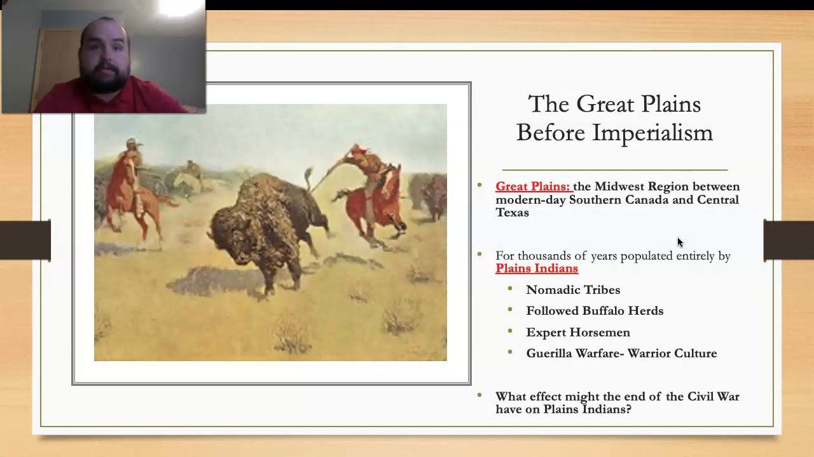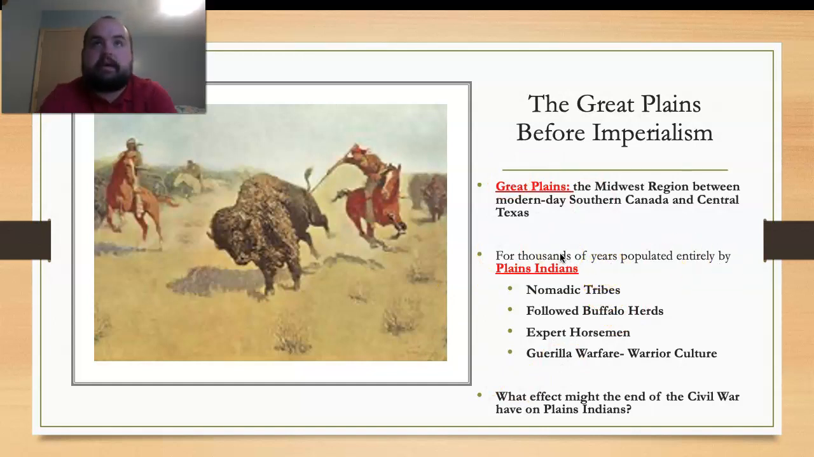The Great Plains essentially takes up the whole Midwest region, everything between modern-day southern Canada and central Texas. So that's a big portion of the middle of the modern-day continental United States. For thousands of years, and possibly longer, a very long time as far as archaeologists can tell, this area was populated entirely by the Plains Indians.